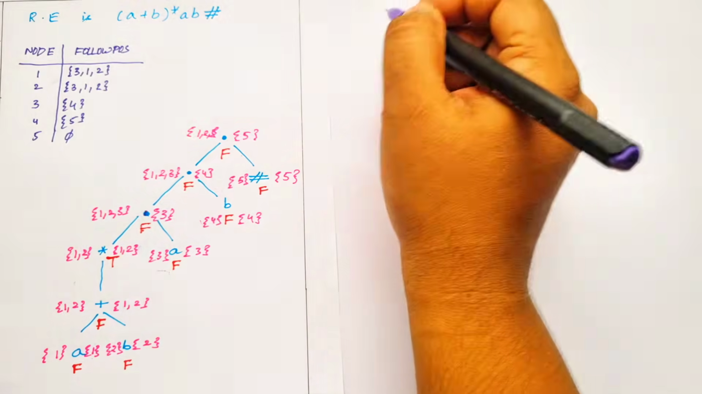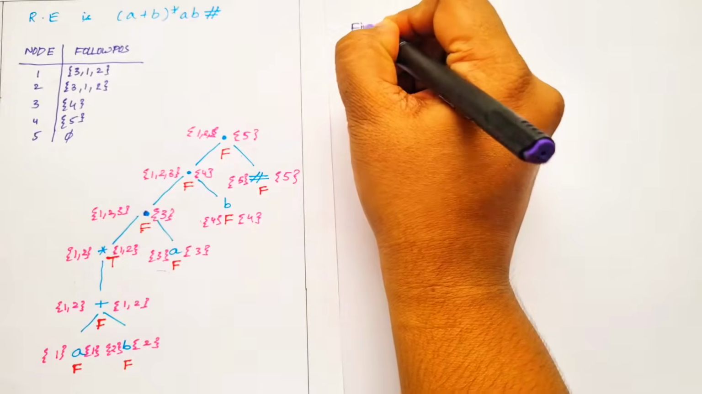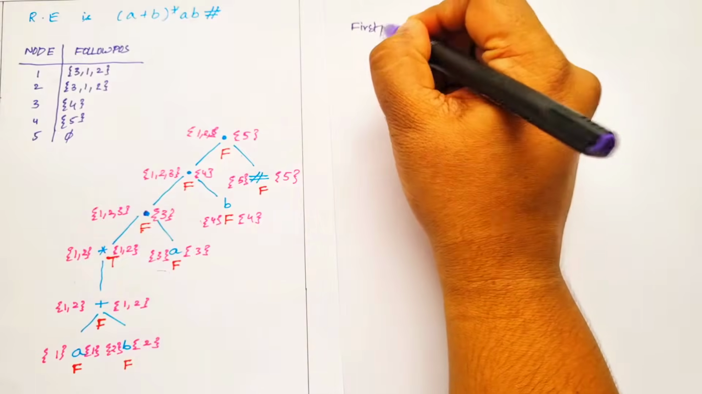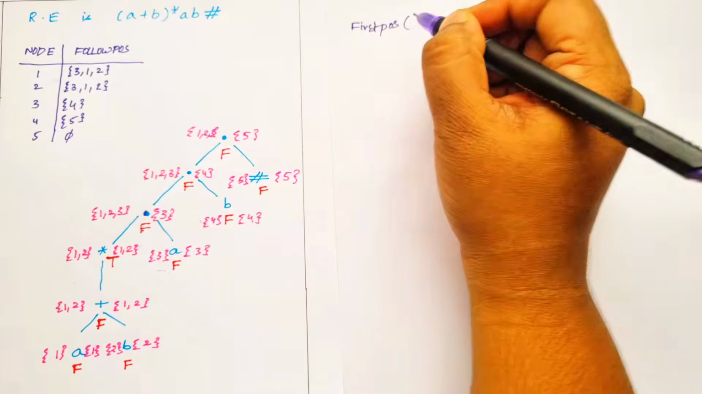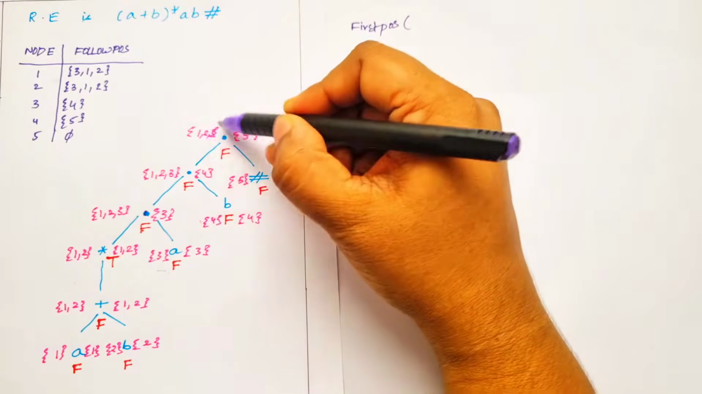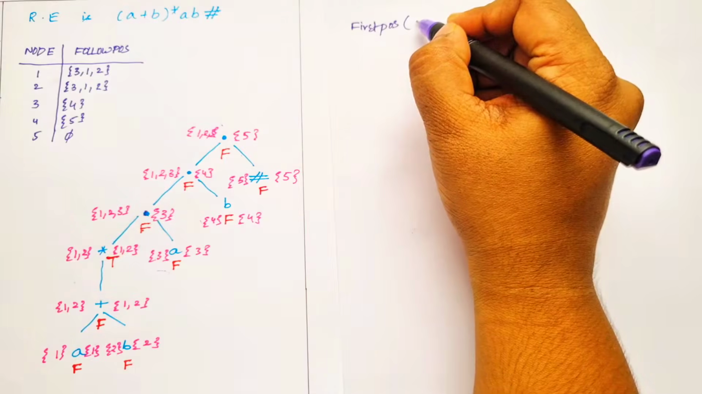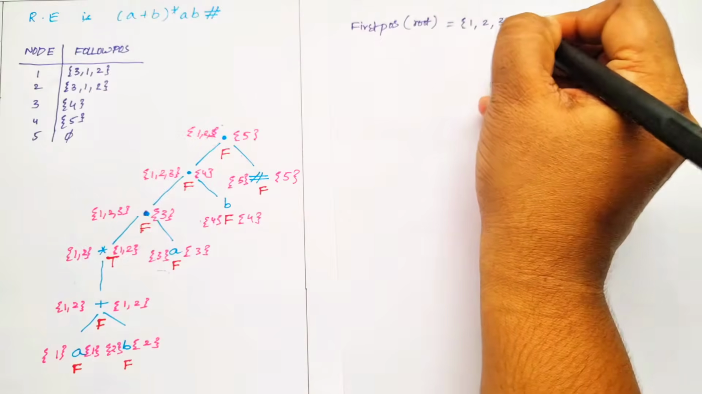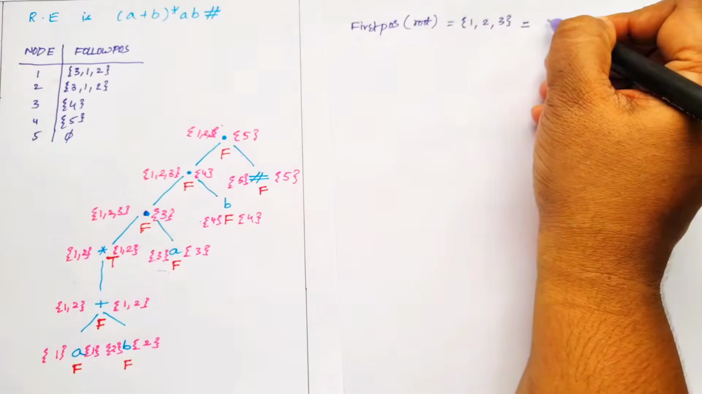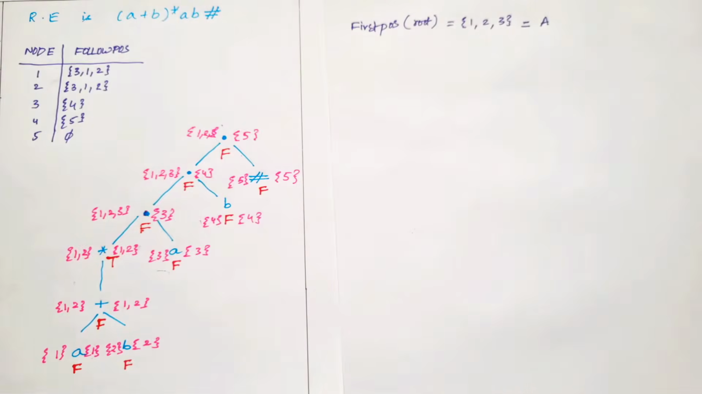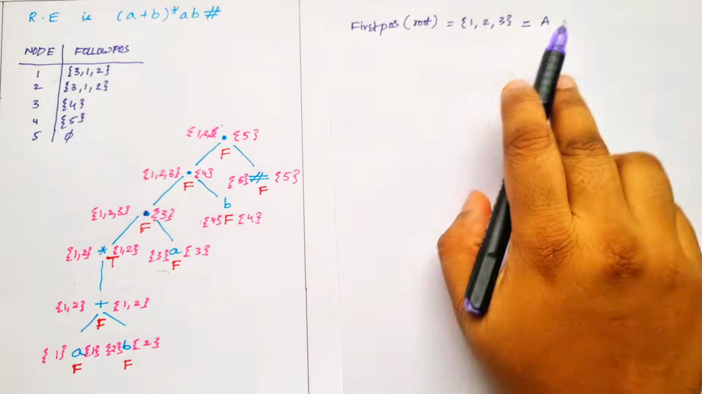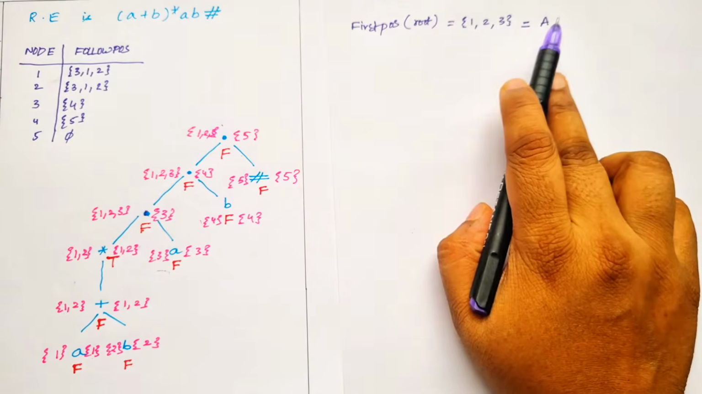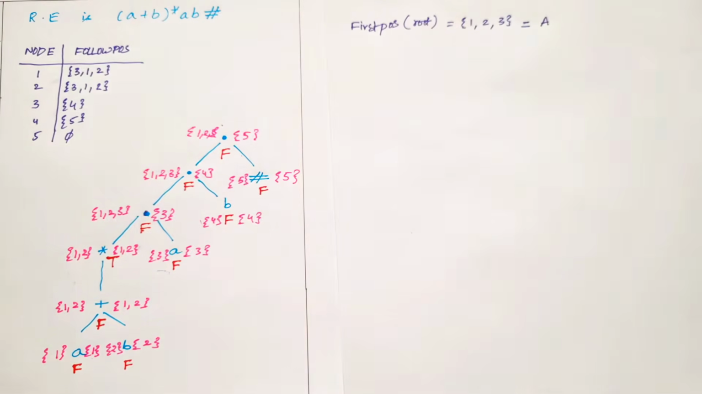Now we shall construct the minimized DFA by finding out the transitions. First, you have to take first position of root node. What is the root node? This dot. The first position of this root node is 1, 2 and 3. This is considered as the initial state of the minimized DFA. Let me consider it as A. This is the initial state for the minimized DFA.